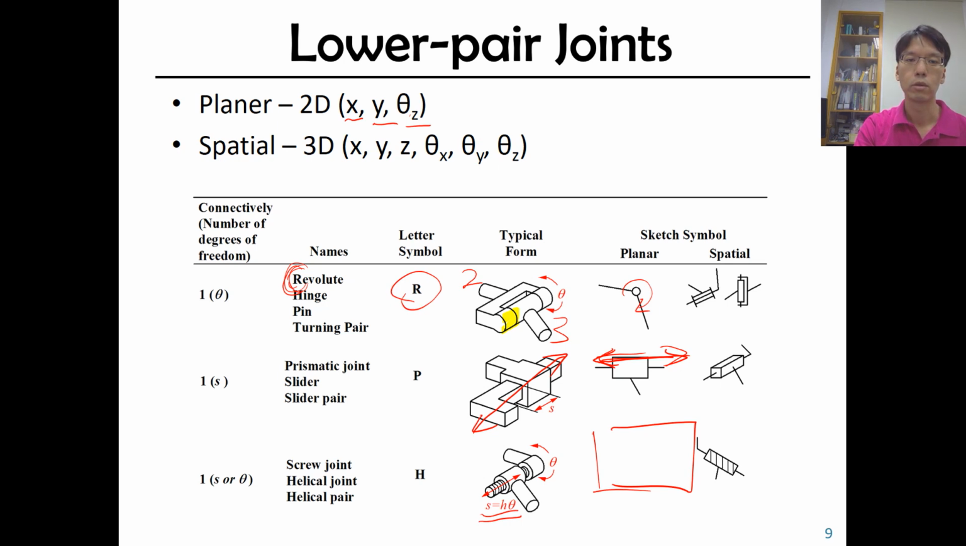So when we talk about the degree of freedom of this joint, although there are 2 variables within this joint, a linear variable and a rotational variable, they are dependent on each other. So there is only one degree of freedom. You change the theta, the S will also change correspondingly. So there's only one degree of freedom in this joint.